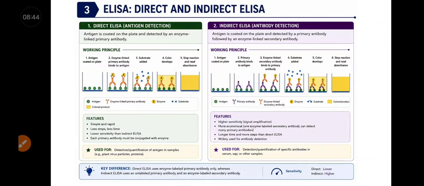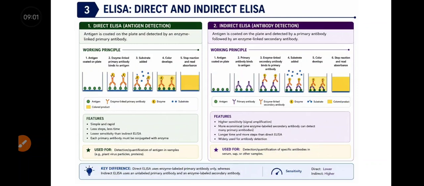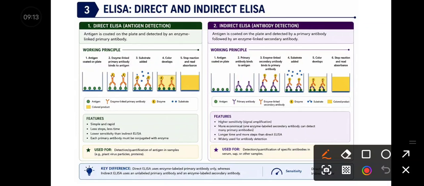Next, about the types of ELISA. So 4 types of ELISA are there. First one is direct ELISA, second is indirect ELISA, third is sandwich ELISA, and fourth is competitive ELISA. So in the first, the direct ELISA, this is the simplest form. Only one type of antibody is used, that is the primary antibody. So an antigen is coated on the plate and detected by an enzyme linked primary antibody.